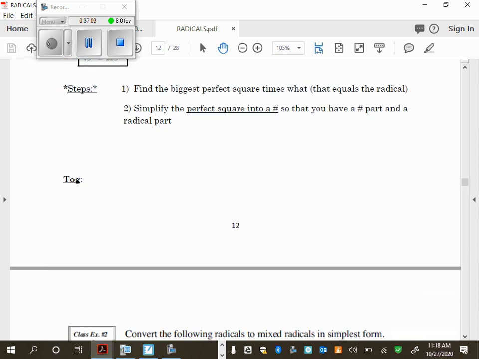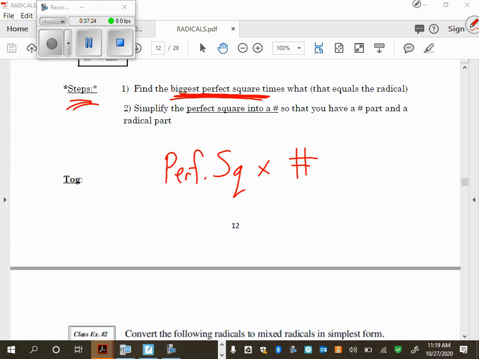Here are the steps. Find the biggest perfect square times another number that equals the radicand. Okay, so that's a lot of words. In fact, I'm not going to say biggest one right now. I'm just going to say perfect square times what number. When I say perfect square over and over again, I mean a number on the list that we just did. Okay, 2 squared, 3 squared, 49, 25, those are perfect squares. 81. Write down number on the list.